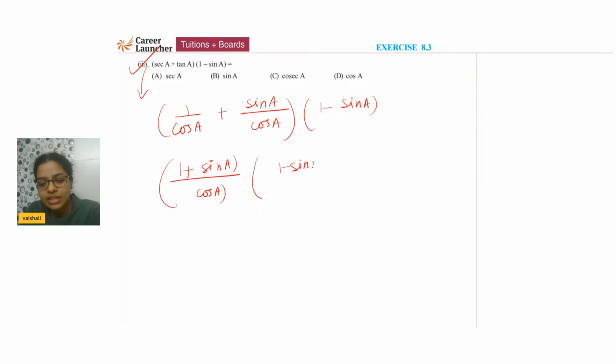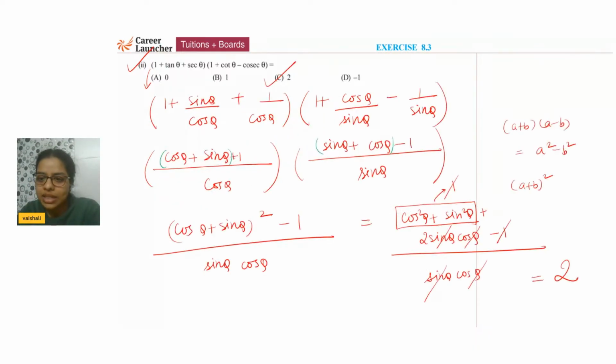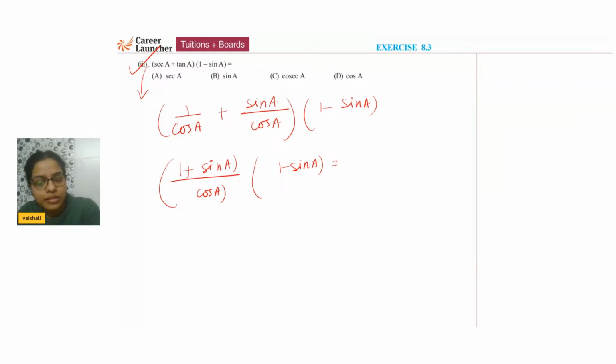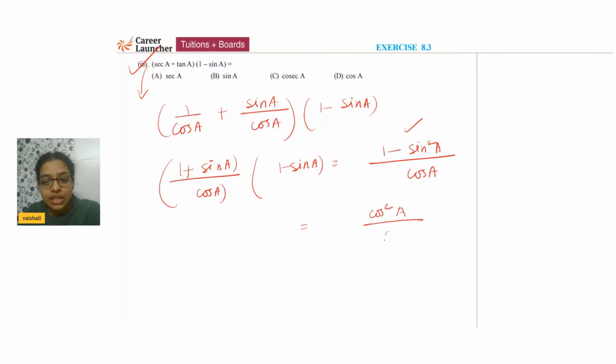And 1 minus sin A. If you see these two brackets specifically, again I can apply the (A plus B)(A minus B) formula on a similar line. So in the numerator, I'll get A square minus B square. In the denominator, I am having cos of A. So what is this? Now 1 minus sine square A is basically cos square A, divided by cos of A. I can cancel one of the cos, and the answer is cos of A. So how many of you are getting the same answer? Just confirm.